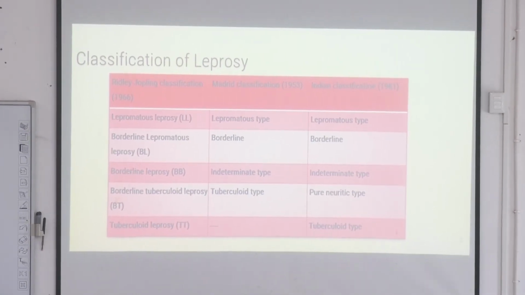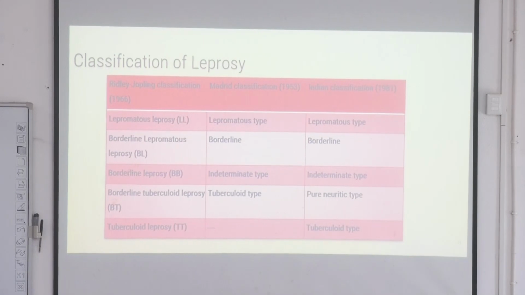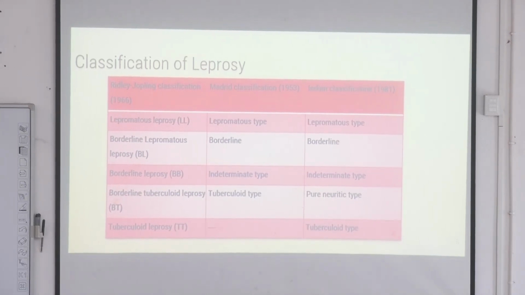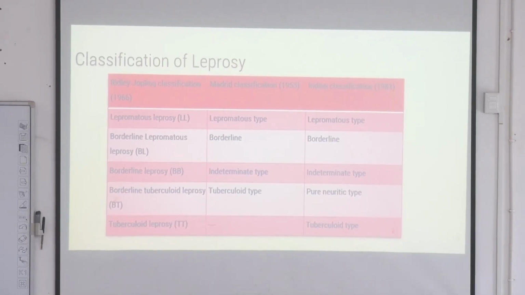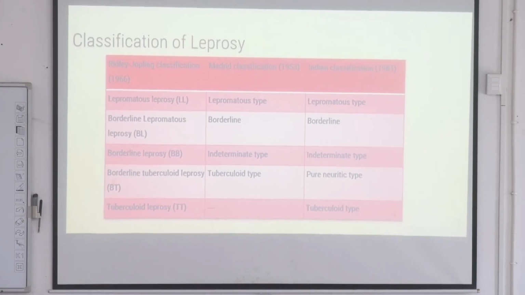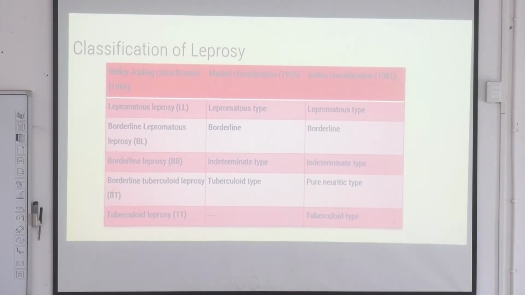In the Indian classification, the last one, the pure neuritic type, sometimes comes as a short note. Pure neuritic type is only seen in the Indian subcontinent. It is not accepted worldwide. It is part of the Indian classification of leprosy. So one is lepromatous type, one is borderline type, another is indeterminate type, and tuberculoid type.